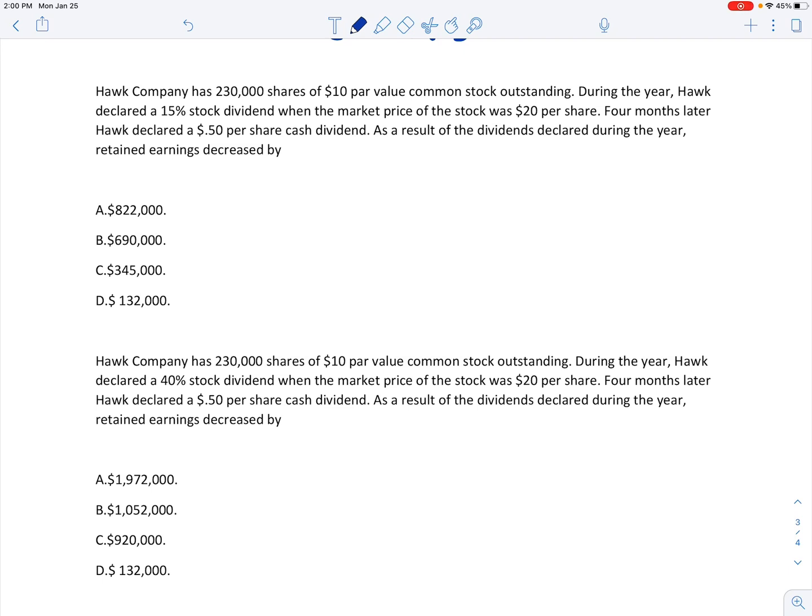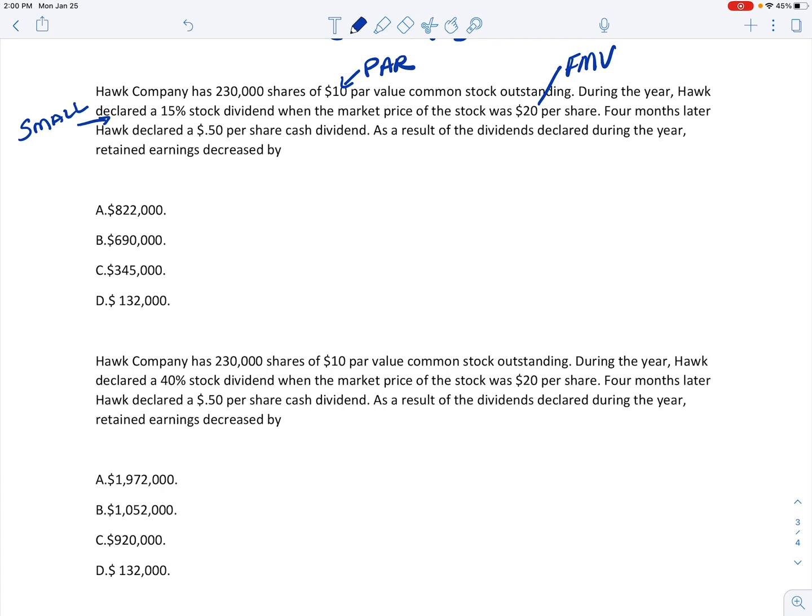Okay, so let's go through this. They say Hawk Company, 230,000 shares. Par value is 10. I like to really point that out. The market price is 20. That's my fair market value. They're declaring a 15% stock dividend. That means it's small.